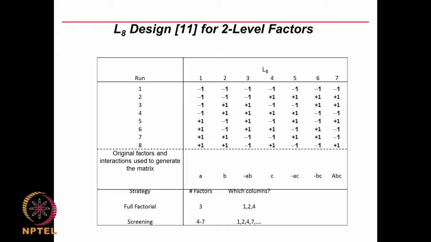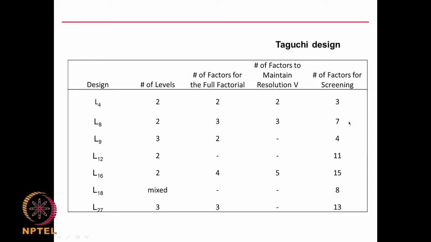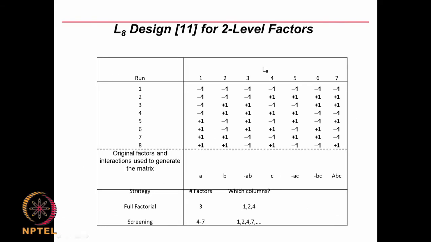So, if I want to do screening up to 7, then I can go right up to 7. I can have A, B, C, D, E, F like that, completely. So, I can keep increasing. So, 1, 2, 4, 7, okay.